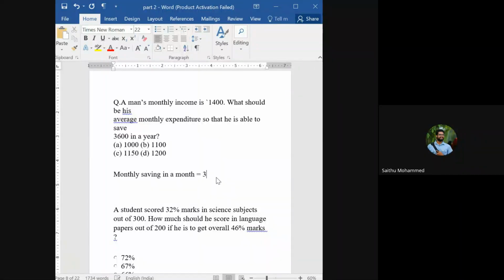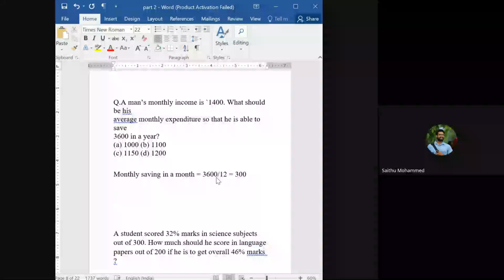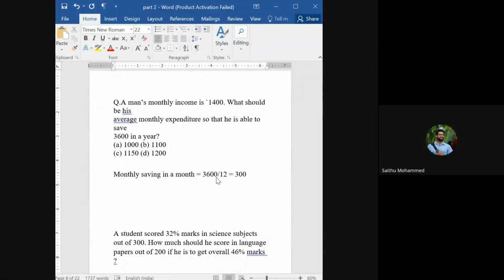So 3,600, there are 12 months in a year, right? So 3,600 divided by 12, we will be getting each month's savings. 3,600 divided by 12, that is nothing but 300, right? Hope I'm correct. If there are any mistakes, you may just point them out. So 3,600 divided by 12 equals 300. So 300 is his monthly saving.